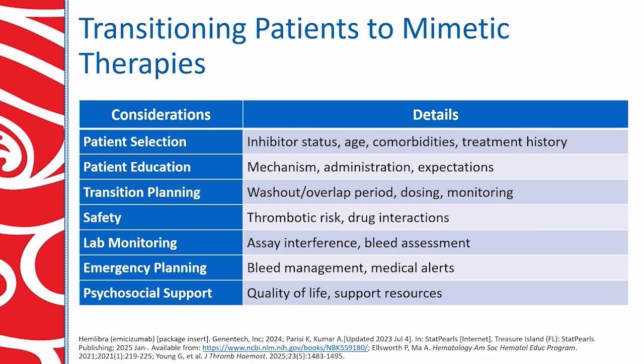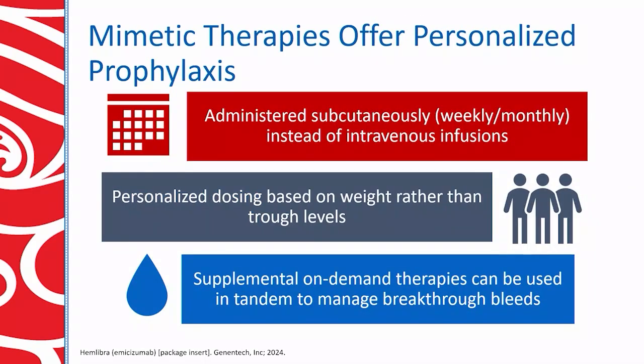Then there is discussion around dosing and monitoring. Also discussion about safety issues becomes more and more relevant, like talking about thrombotic risk and potential drug interactions. What is becoming complex is lab monitoring. So you should know that there is interference with the routine coagulation tests that you use. And you should also have an emergency plan in case of bleeding or in case of other acute issues here. And sometimes patients, of course, also need psychosocial support here.